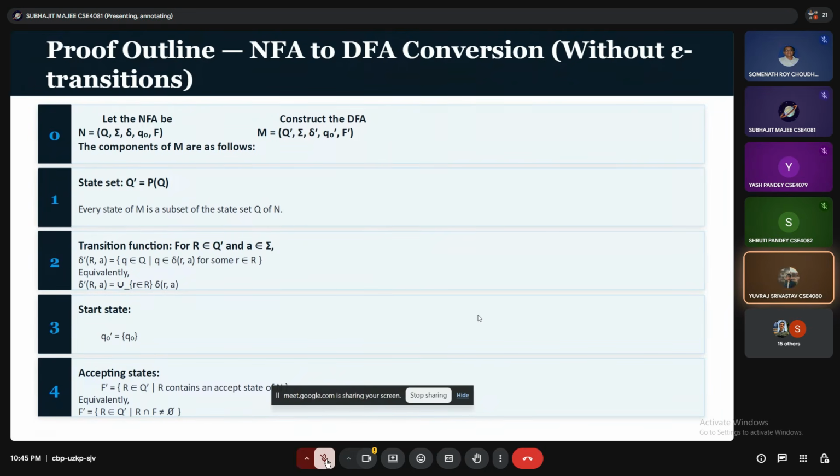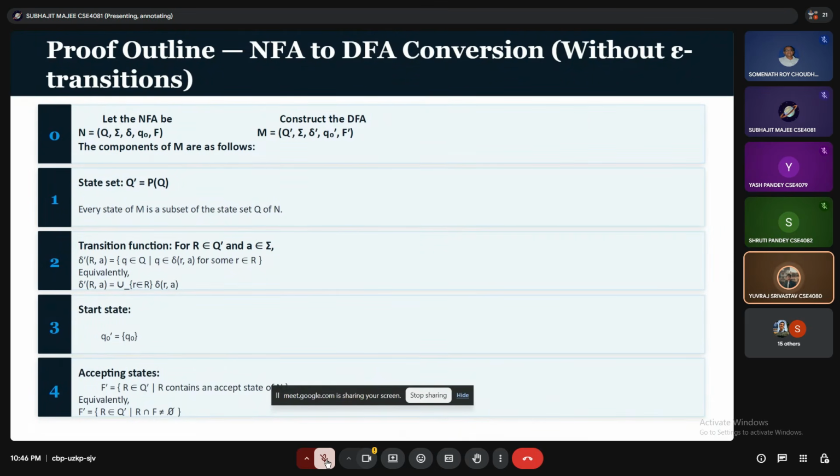Okay, sir. Thank you, sir. So the main idea is that our new DFA will simulate all possible paths of the NFA simultaneously. Since, as we can see, an NFA can be in multiple states at once, a single state in our new DFA will actually represent a set of NFA states.